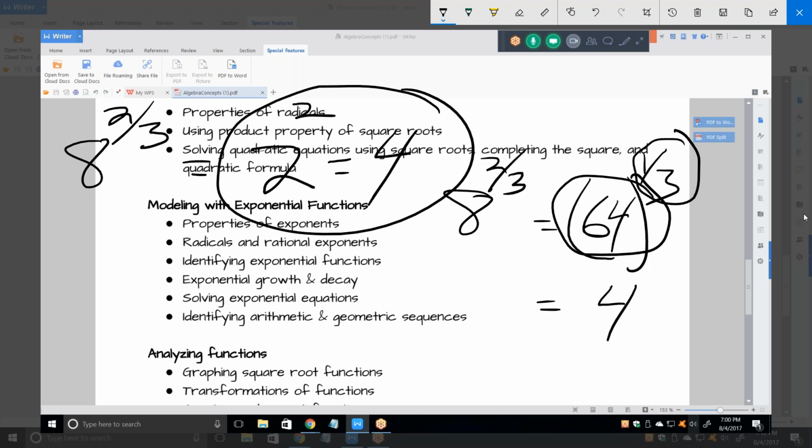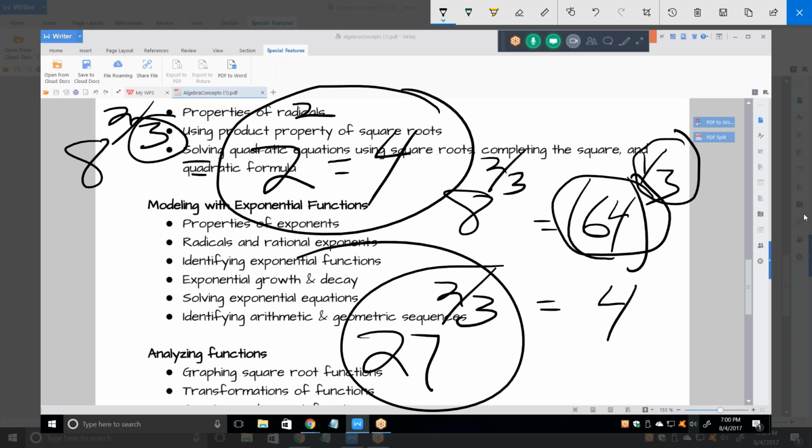So you always do the bottom first. And when they give you problems like this, it's always going to be of this nature, where the answer is a whole number. So what's that? Do the bottom first. It's 3. Okay.